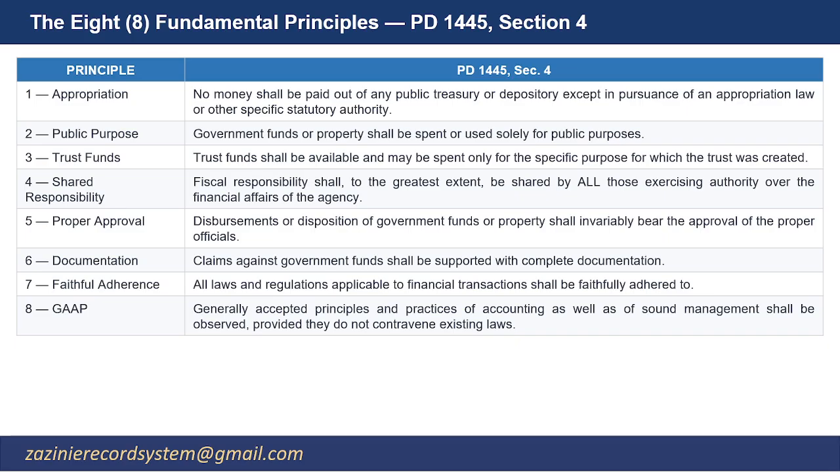Principle 5, Proper approval. Every disbursement must bear proper approval. Principle 6, Documentation. Every claim must be supported with complete documentation, or it is treated as non-existent. Principle 7, Faithful adherence to all applicable laws. Principle 8, Generally accepted accounting principles, only to the extent they do not contravene existing law. Auditors cite these 8 principles constantly.